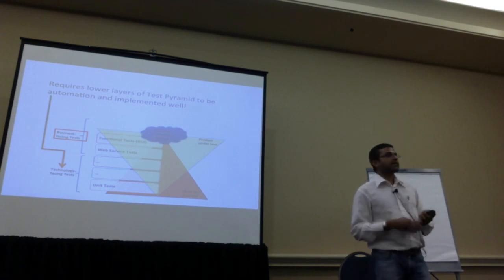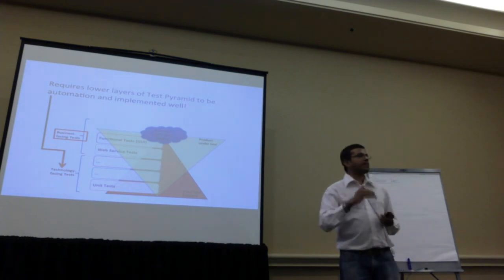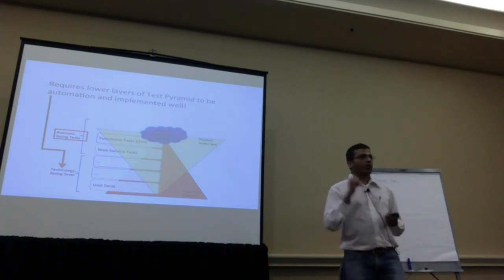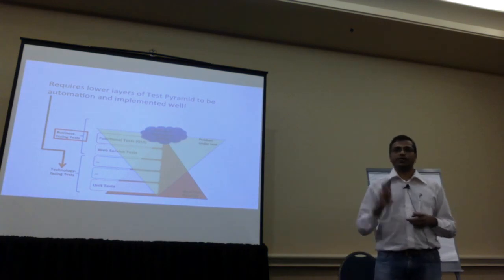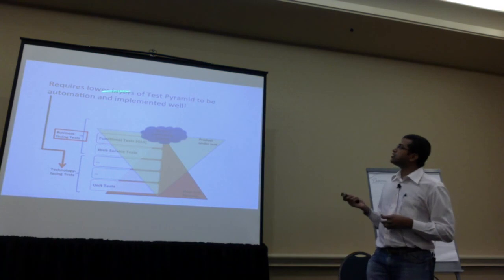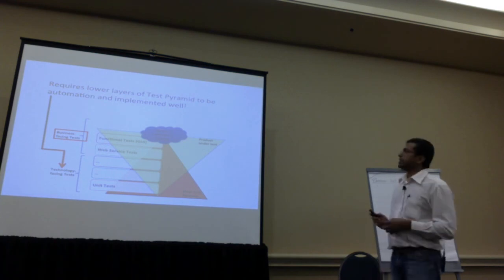All we are saying is identify the layer in the test pyramid where it needs to be automated to get the quickest feedback to the team as quickly as possible. It is very important, otherwise BDT is not going to work for you. Collaboration is very important.